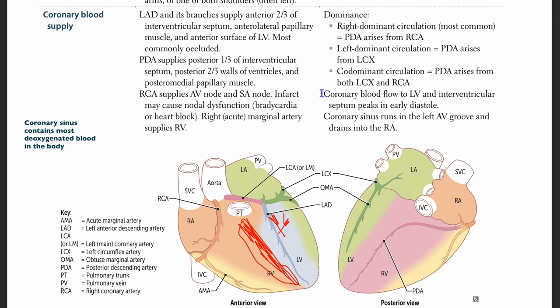Okay, then you have coronary blood supply from the left ventricle, so that's where it comes from. Okay, sorry, never mind. So coronary blood flow to left ventricle and interventricular septum peaks in early diastole, and coronary sinus runs in the left AV groove and drains into the right atrium. Okay, both of these things are important.